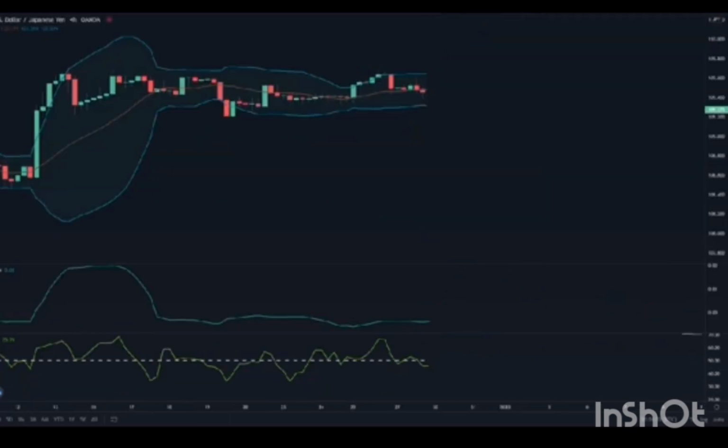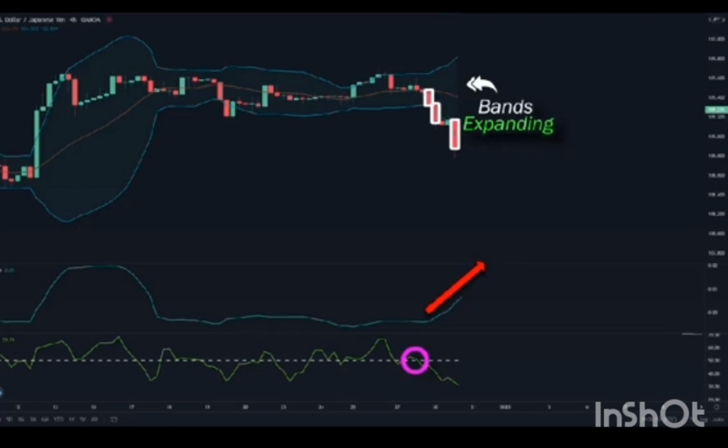Here's the dollar yen, and as you can see, the SMA is moving in a flat direction, indicating that the market is on a range. Next, you can see that the bands are starting to expand, which is also signaled by the BBW rising. And over here, we can see that the money flow index crosses below the middle line, which indicates a bearish signal. And multiple red candles were formed.